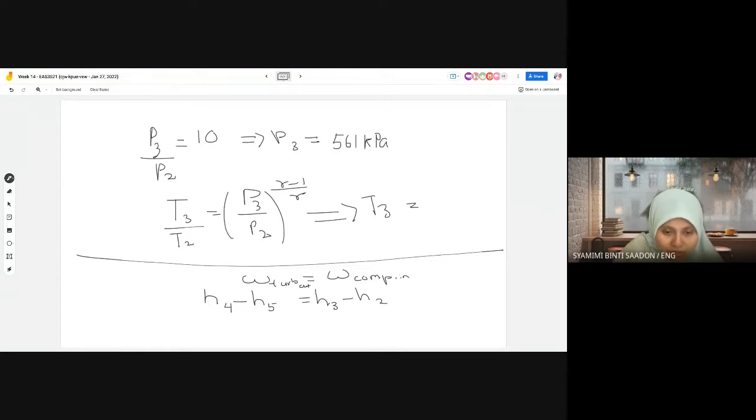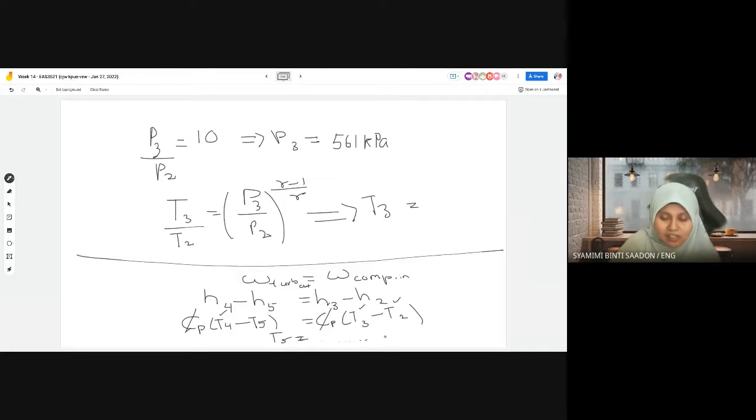So for the turbine, the same as just now, you use Cp (T4 minus T5), Cp delta H. This one also Cp (T3 minus T2), like this. So we cut this out. From here you can find T5, because you know T3, you know T2, and you know T4, 1373. So you can get T5, the temperature exiting the turbine.